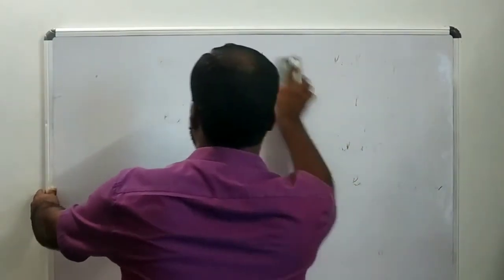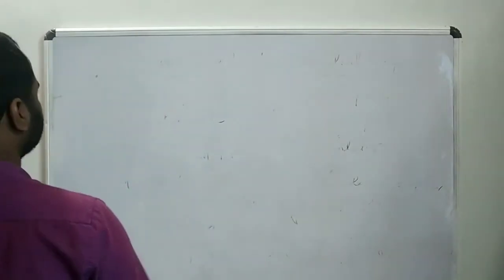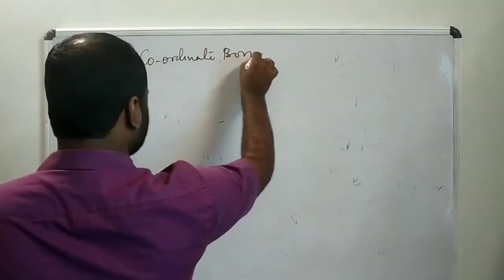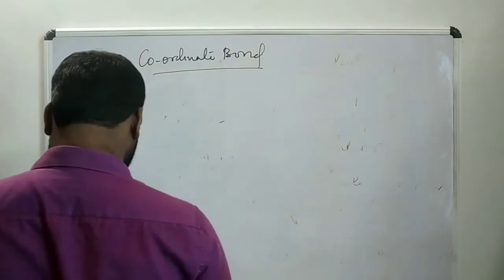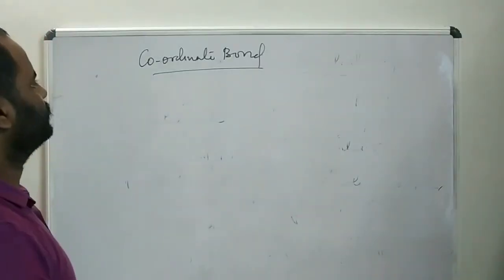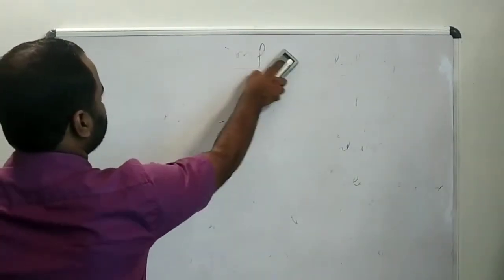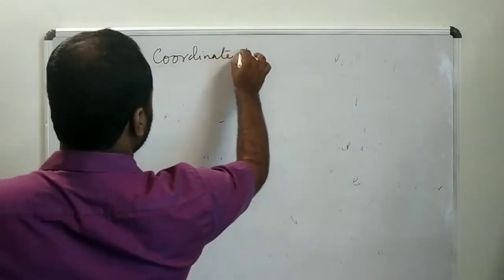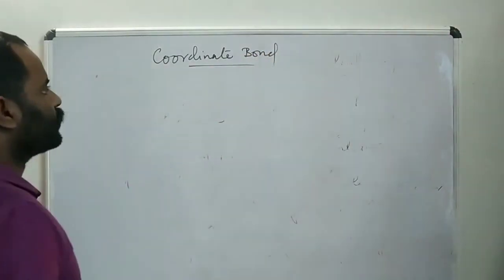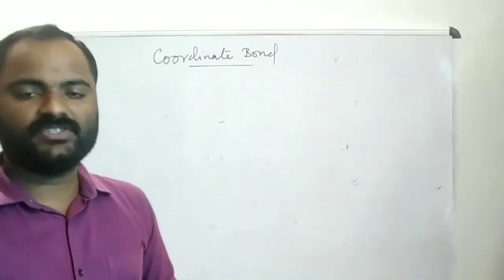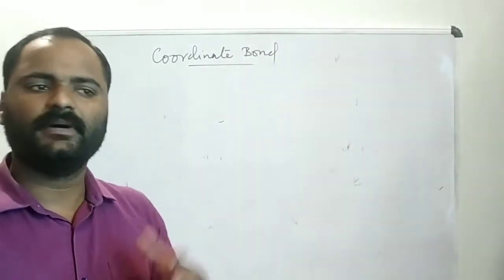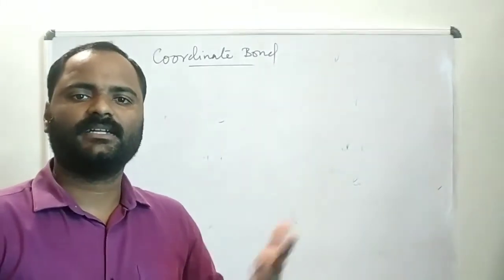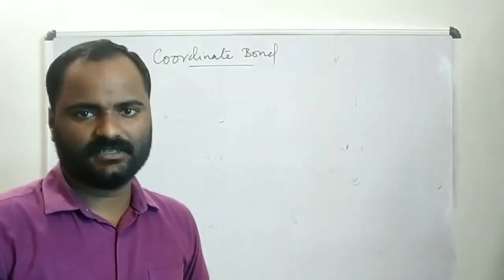Coordinate bond, or coordinate covalent bond. So simply you can write coordinate bond. A coordinate bond is a bond formed by sharing of electrons, but one atom is always deficient in electrons and the other atom has already completed its octet.